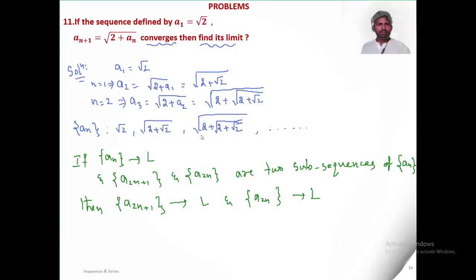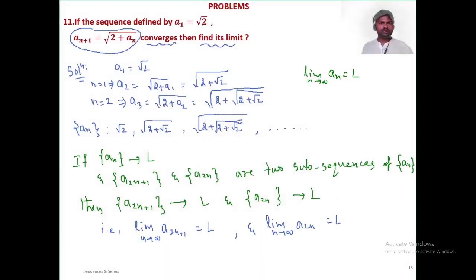But if you go back to the problem, these are positive terms. a1 is root 2 and the next term is 2 plus root 2, so this is positive and this is positive. Therefore this sequence converges to a positive number only. Starting with root 2, the next terms a2, a3, a4, a5 keep increasing and will not come back to the negative side. Since all the terms are positive, the sequence will converge to a positive number only.